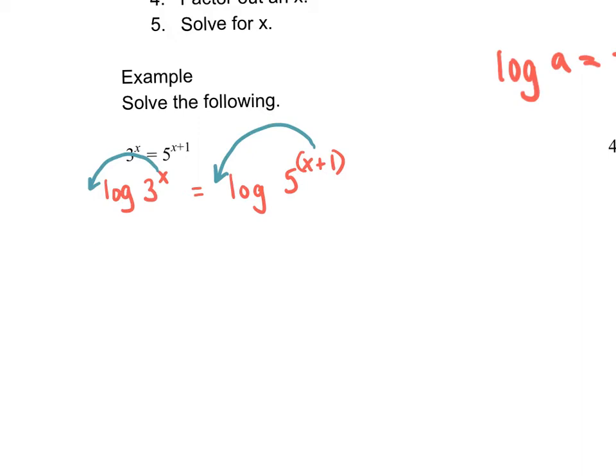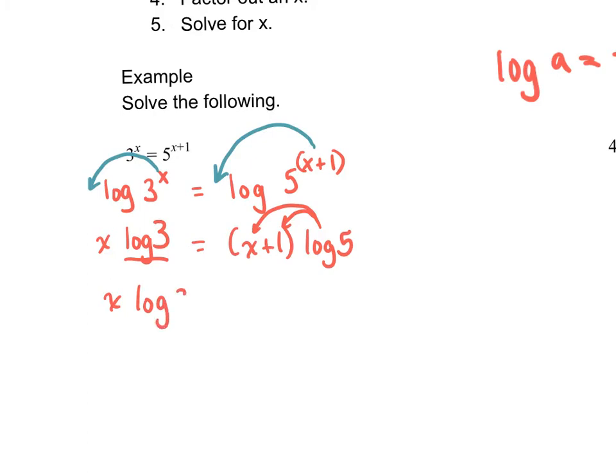So this will become x log of 3, and remember, log of 3 is a number, equals x plus 1 times log of 5. And again, log of 5 is a number. So I want to get all the things with an x on one side and everything without an x on the other side. So what I'll do is distribute this log 5, because I have to get rid of those parentheses. So I have x log 3 equals x log 5 plus log 5.